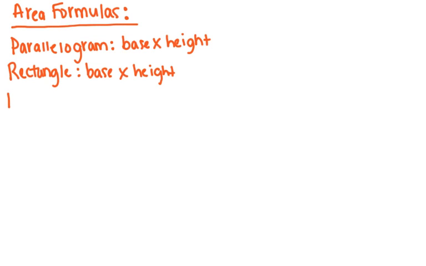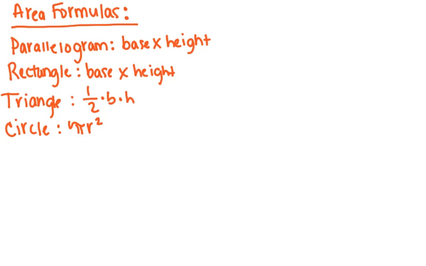We've looked at a triangle many times, but we find the area of a triangle by 1/2 times base times height. We did not look at a circle today, but we have looked at a circle in the past. And remember that we find the area of a circle by pi r squared, where r is our radius.